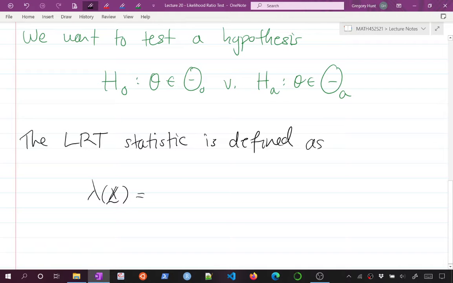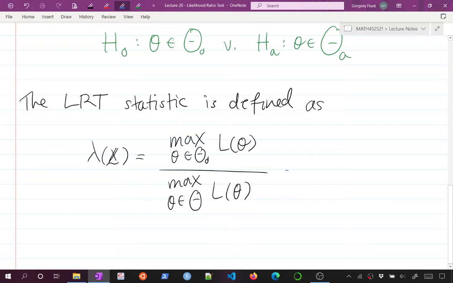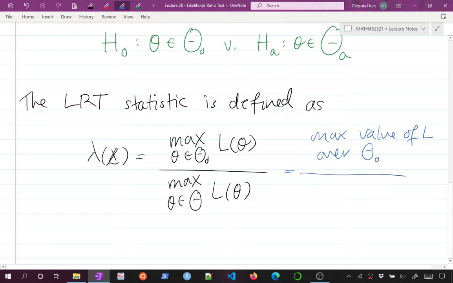It is defined as the maximum value over the null hypothesis that our likelihood function takes on, divided by the maximum value over the whole space that our likelihood function takes on. So this is the max value of L over the null hypothesis divided by the max value of L over the entire space.